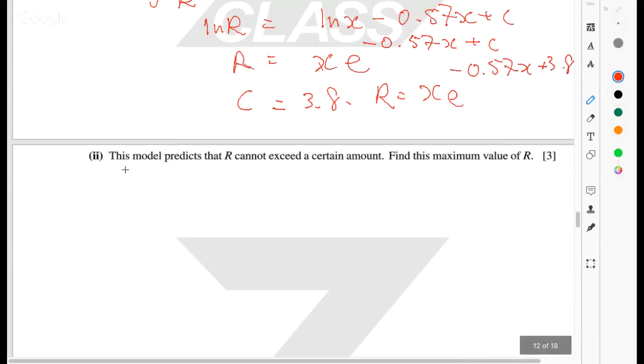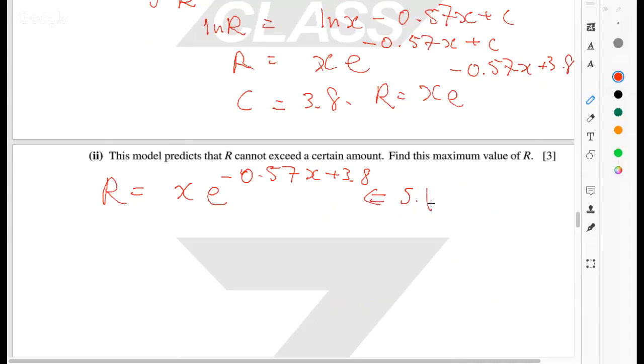The second part of the question asks, this model predicts that r cannot exceed a certain amount, find its maximum value of r. Well, we've just found a formula for r, that r is equal to x times e to the power of minus 0.57x plus 3.8. And you might think that to find the maximum of r, all we need to do is differentiate this expression and find the stationary point.